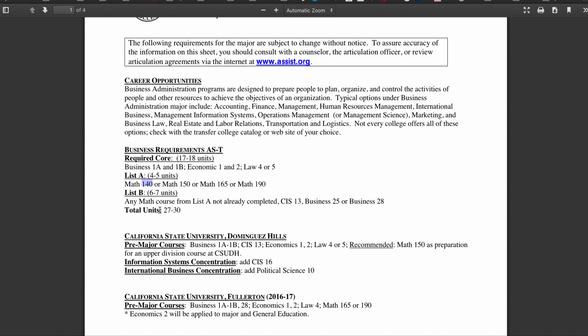So let's take a look back at this. So you have statistics and then 6 to 7 more units, any math course from list A not already completed. That could be math 140. There you go.